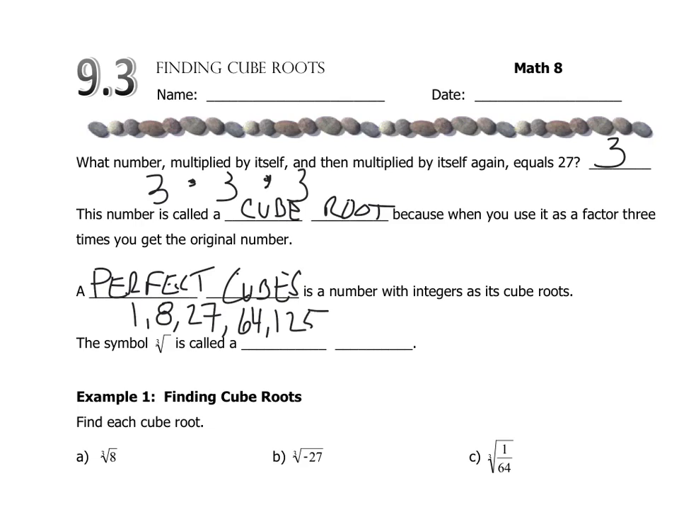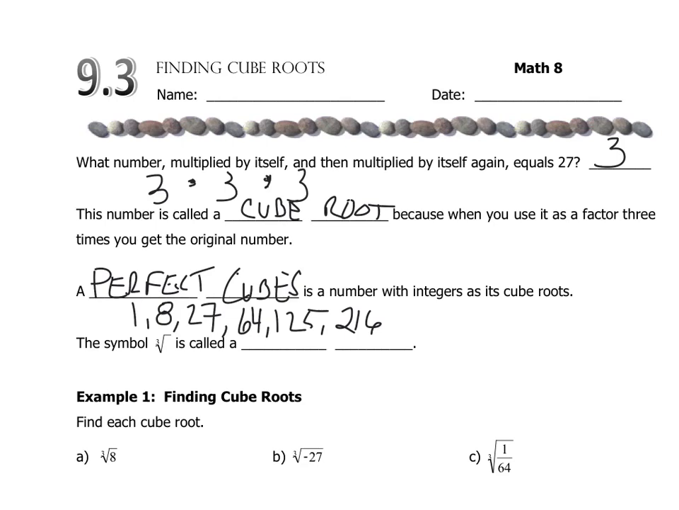6 times 6 is 36, times another 6 is 216. And that's good enough. These numbers jump pretty quickly. And again, if we're not really sure, we can always use a calculator. These numbers would be perfect cubes up to 200 because they would have an integer answer when you took the cube root. There are no decimals or fractions.